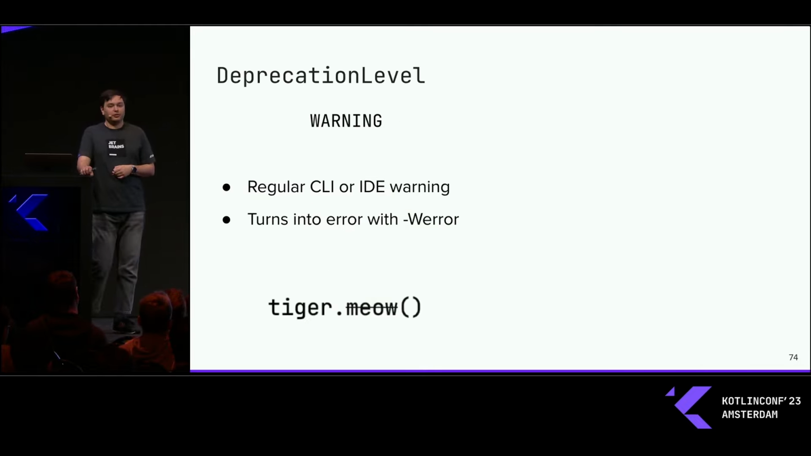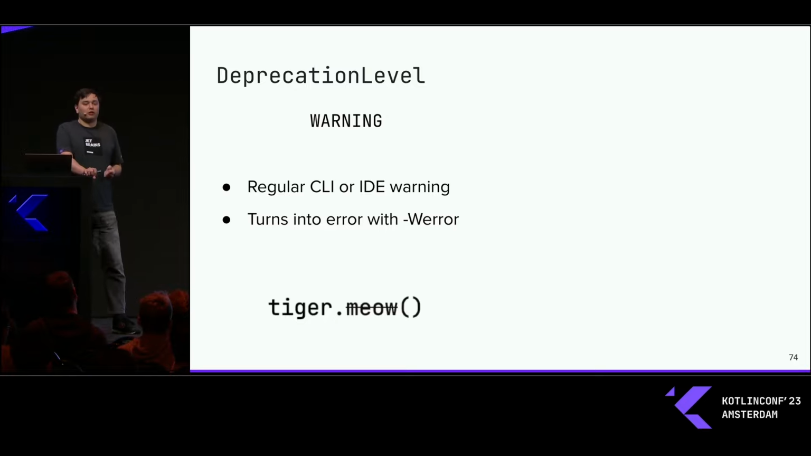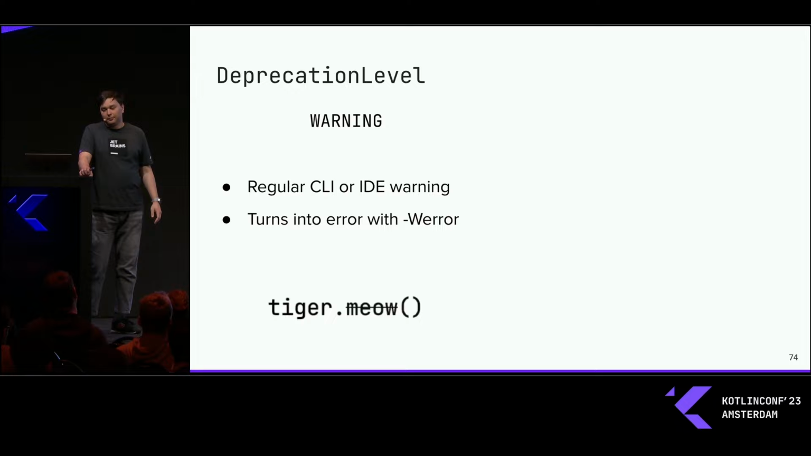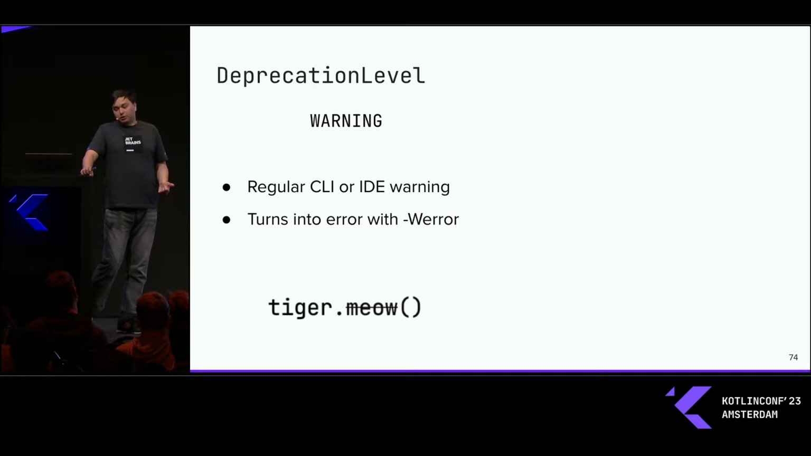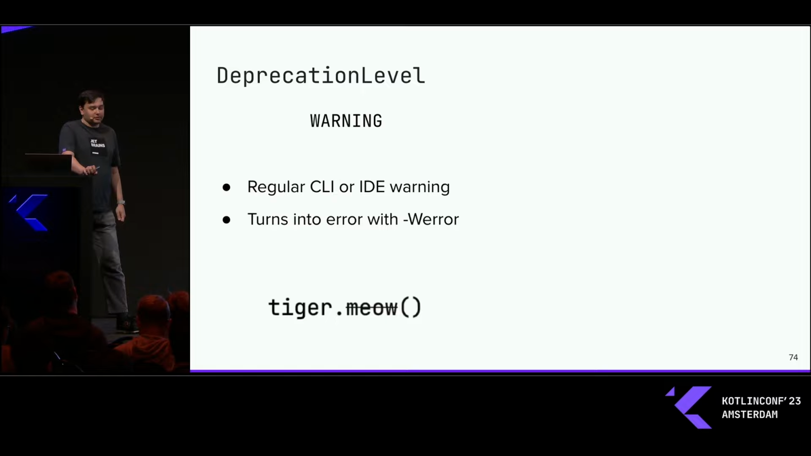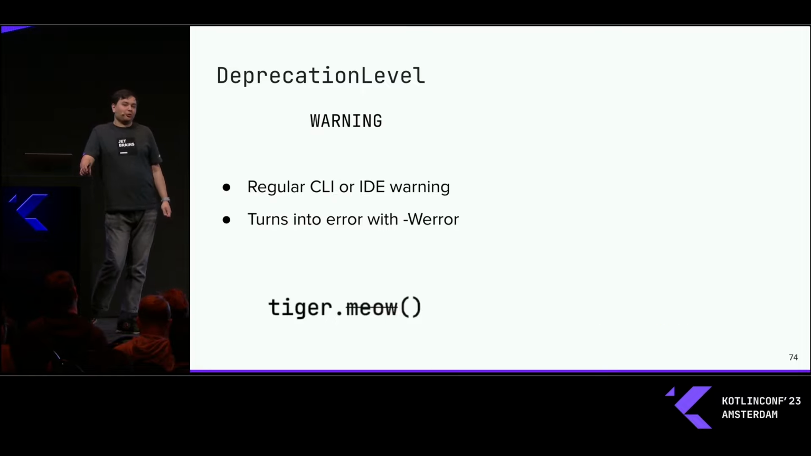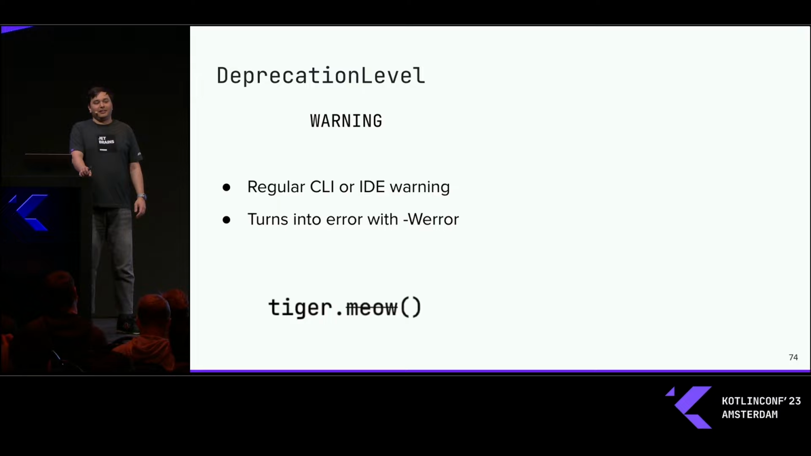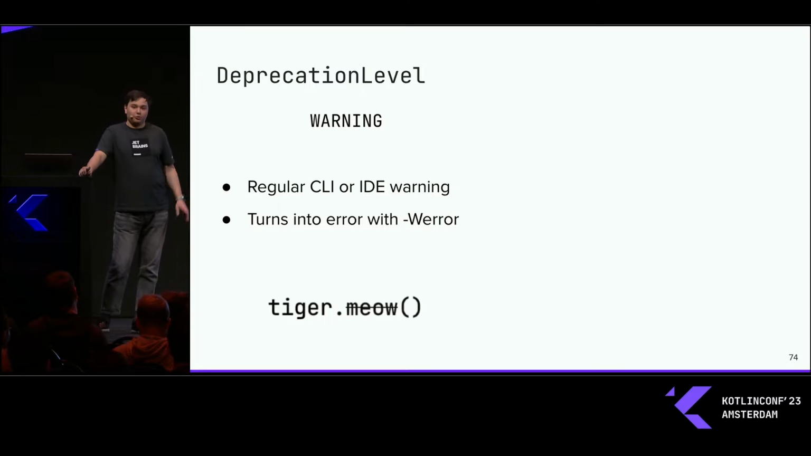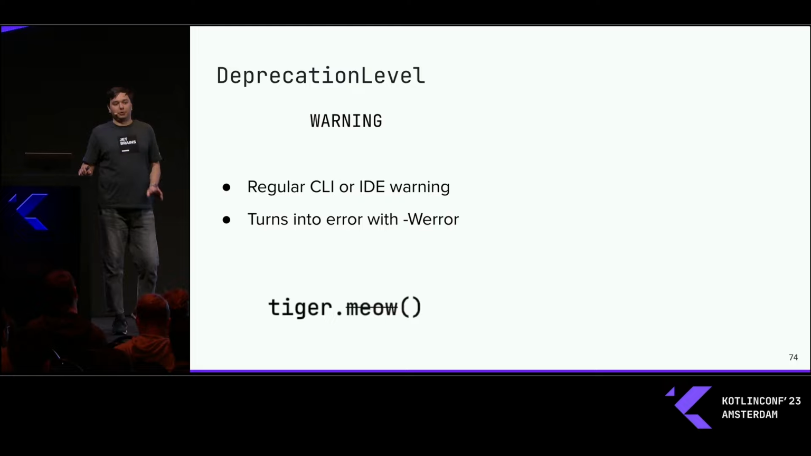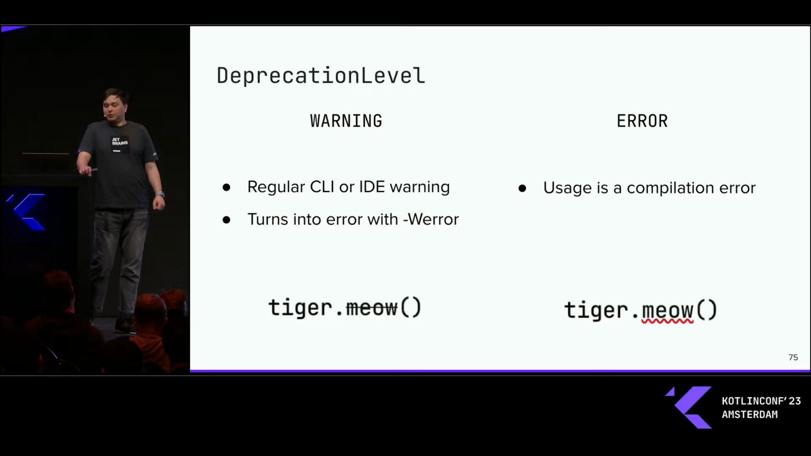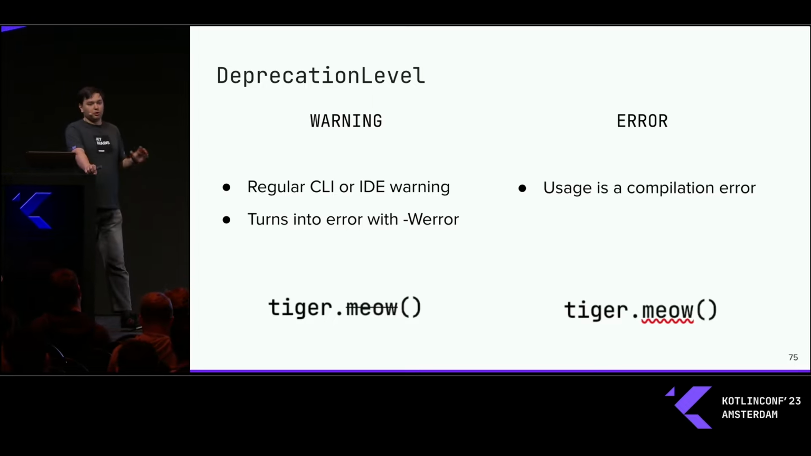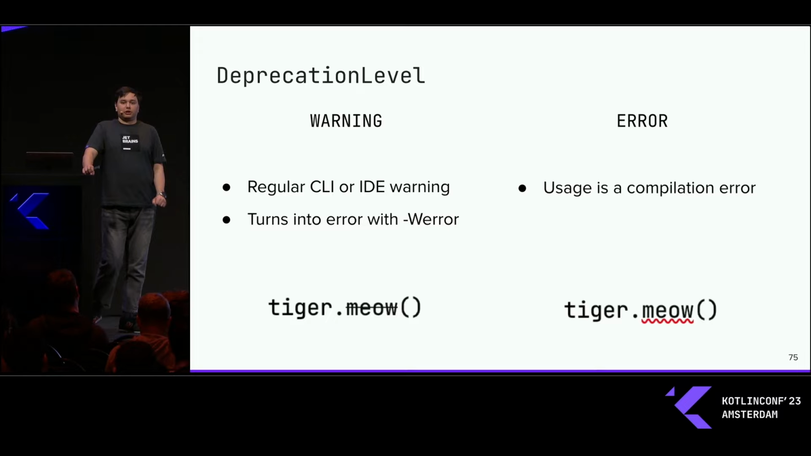The last parameter is deprecation level. As we know, in Java all deprecations are warnings by default. And we also have the default deprecation level warning, which is a regular CLI or IDE warning, which turns into errors with the allWarningsAsErrors setting. But you know that a lot of people do not care about warnings and do not pay any attention to them. So if you really want your users to stop using a deprecated declaration, you can use deprecation level error, and it is always a compilation error. So it is no longer possible to call this function at all.